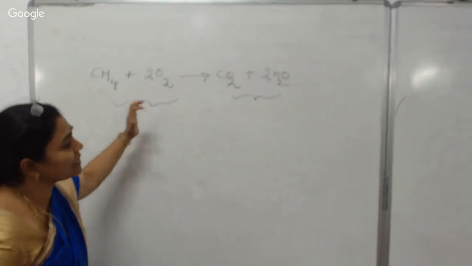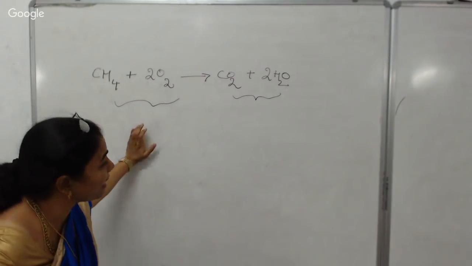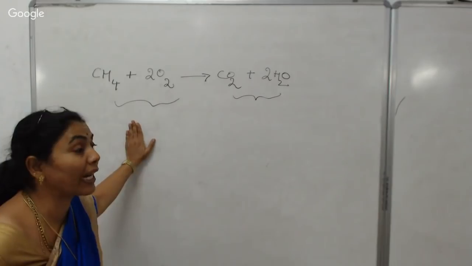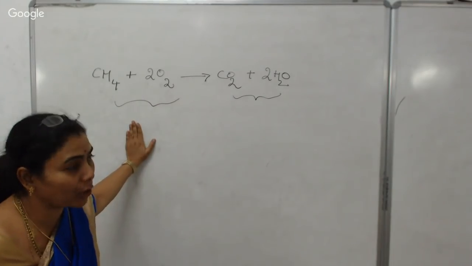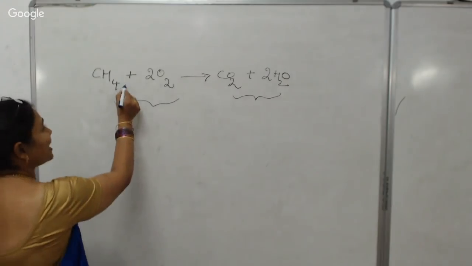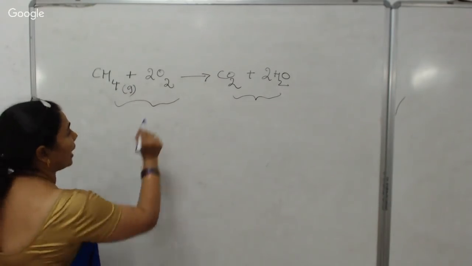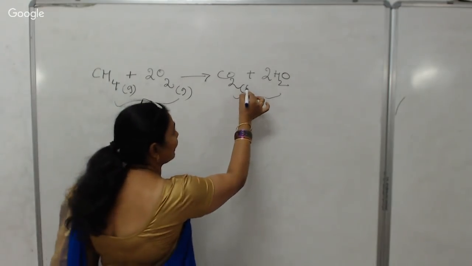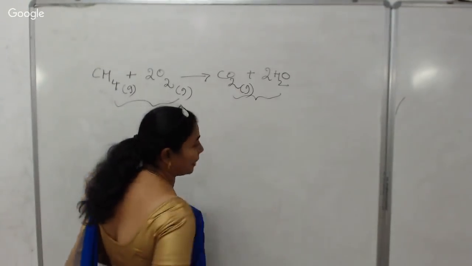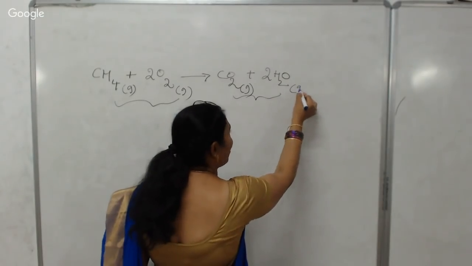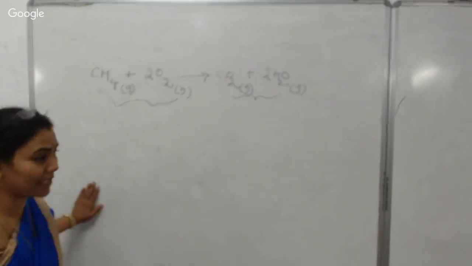Okay, the second step is balancing. How do you balance the chemical reaction? Okay, children, next you have to write the physical state of the compound. For example, in this case, methane is a gas, right? And oxygen is a gas, and carbon dioxide is a gas. And water may be liquid or vapor phase, but in this equation it is a gas phase.